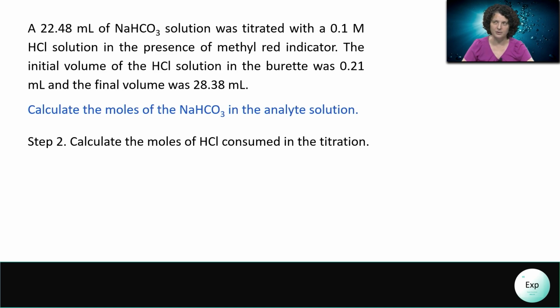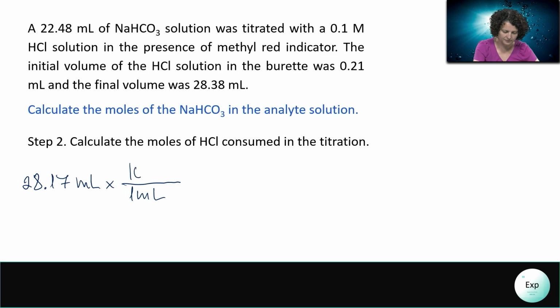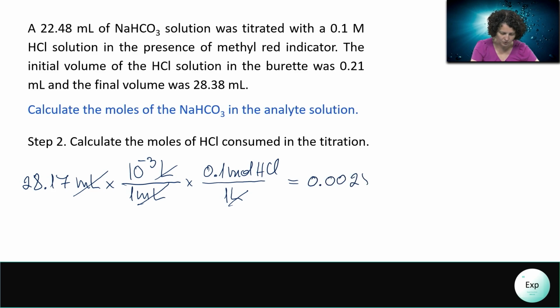With the volume of the hydrochloric acid solution obtained, we're ready for step 2, where we can calculate the moles of the hydrochloric acid that was consumed in the course of the titration. So we start with the volume of the hydrochloric acid consumed, 28.17 milliliters. In step 1, we're going to convert the milliliters to liters. And in step 2, we're going to say that in every 1 liter of the hydrochloric acid solution, we have 0.1 moles of hydrochloric acid. And that's where we stop. The milliliters and the liters will cancel, and we're going to have 0.002817 moles of hydrochloric acid.